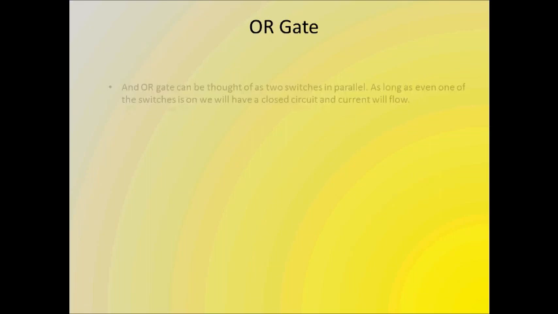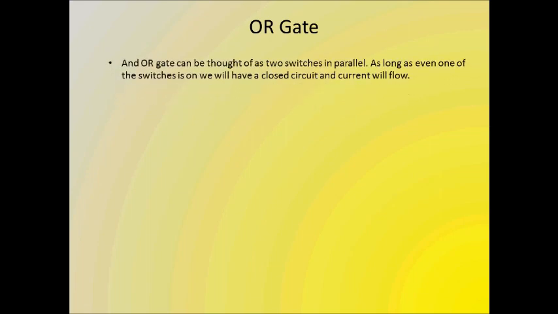Okay, we now come to the OR gate, the second fundamental logic gate. And unlike the AND gate, the OR gate can be thought of as two switches in parallel rather than series. So the AND gate was two switches in series, whereas the OR gate is two switches in parallel. And if even one of these switches is closed, then we will have a closed path for the current to flow through the circuit, and we will actually have a closed output or a one output.